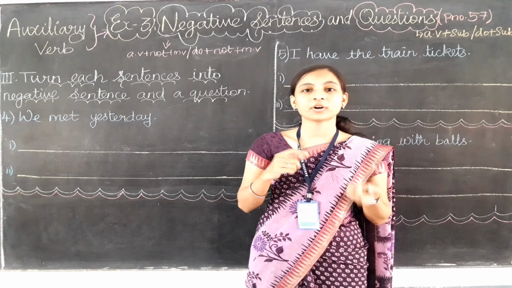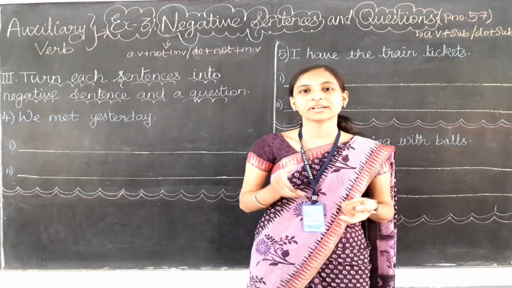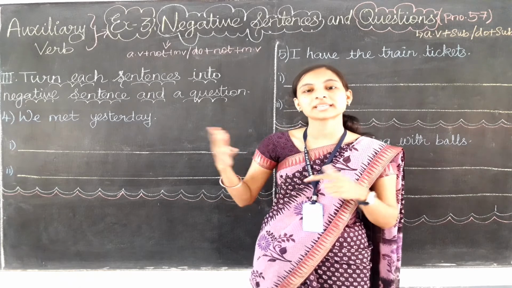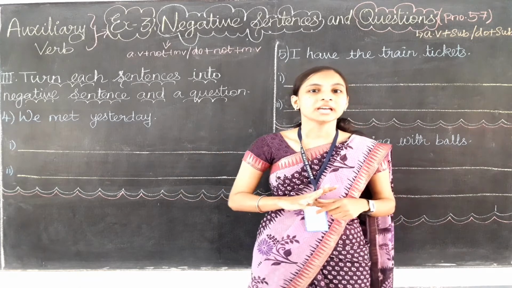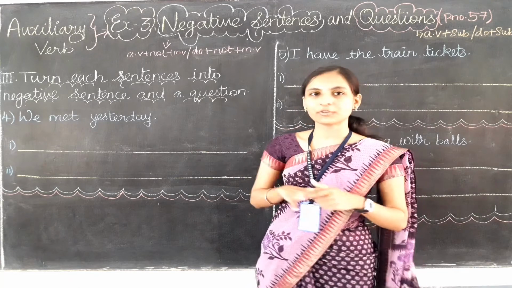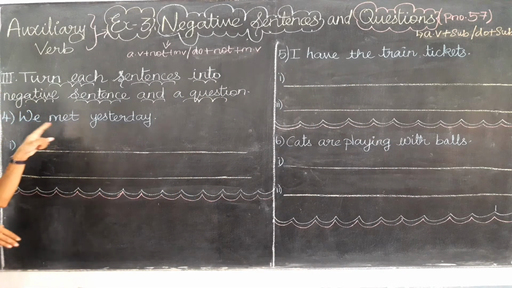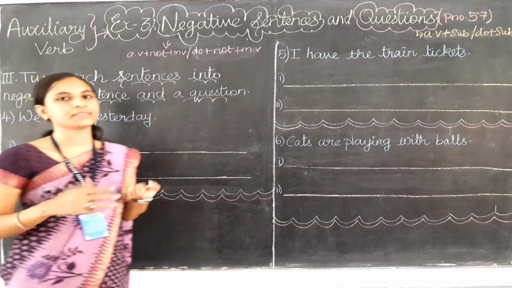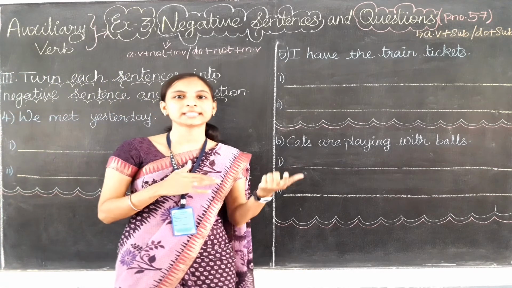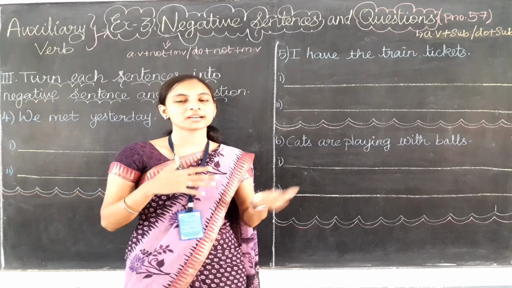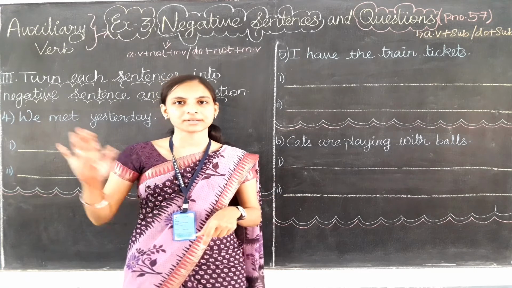Let's do, and I have already told you to try by yourself. So if you have done already, you can check the answer by referring to this video. So let's do the 4th question first. We met yesterday. We met yesterday means நாங்க நேத்திக்கு meet பண்ணோம். Okay, நேத்திக்கு நாங்க வந்து சந்திச்சோம். This is the Tamil meaning for this sentence.